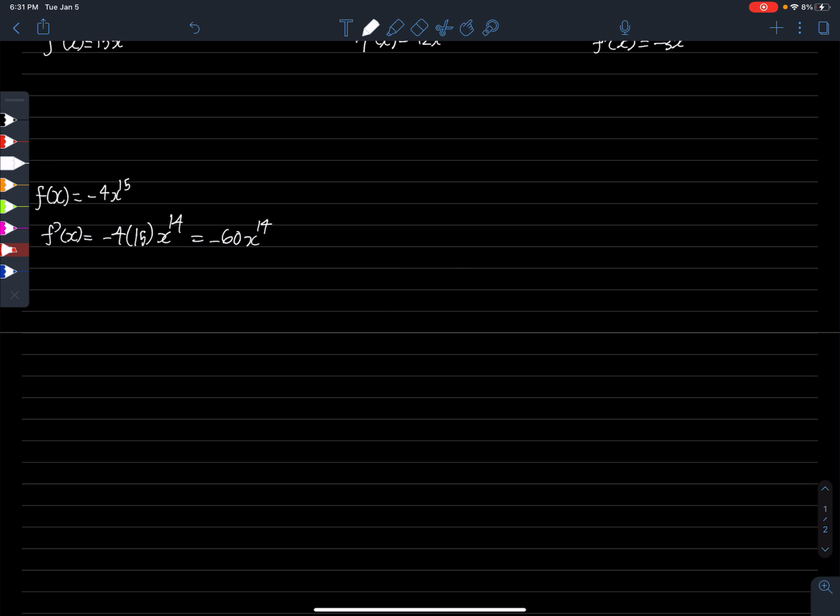But if it is a variable to a constant power, then you subtract 1 if it's not 0. But if you just see a number, then it's just going to be 0.